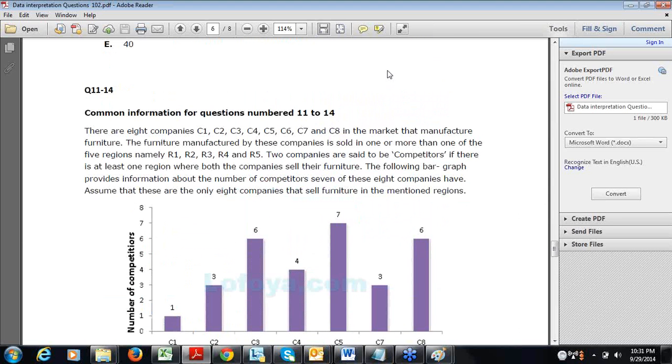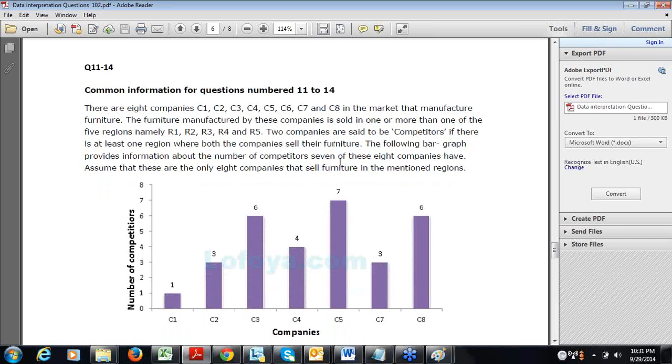Okay, let me solve this question. Most of you are not getting it right, so let me solve this question. There are 8 companies C1, C2, C3, C4, C5, C6, C7, and C8 in the market that manufacture furniture.